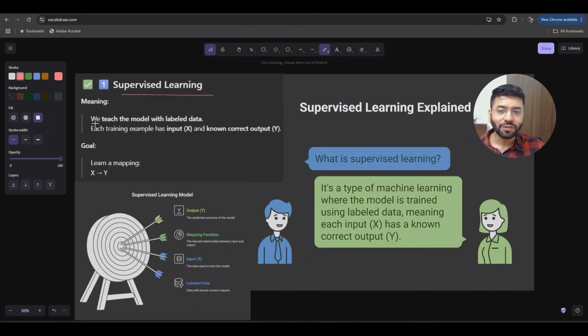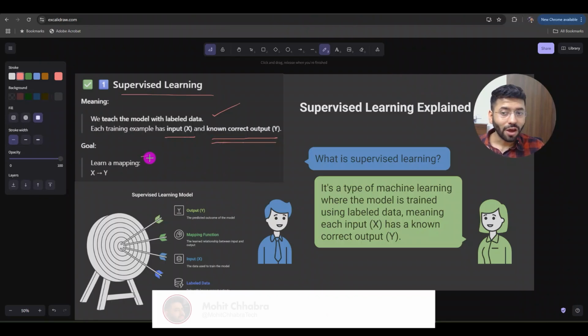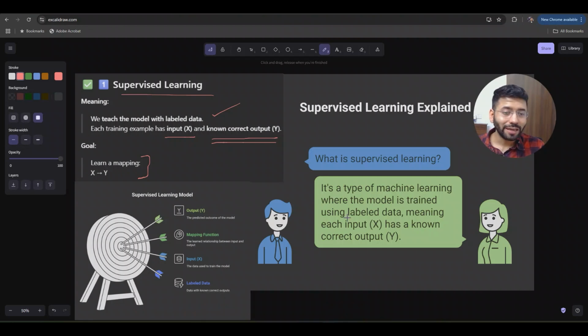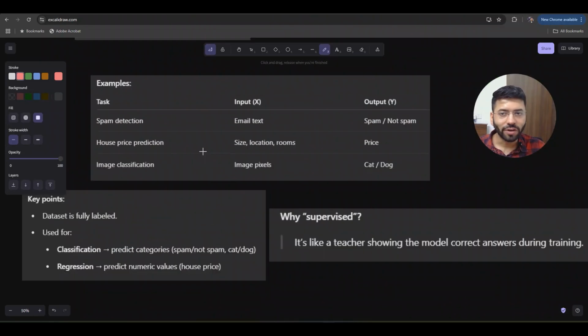Supervised learning means that we teach the model with labeled data, which means that each training example has an input X, and corresponding to the input, you already know the correct output. So you have a mapping. X is the input and Y is the output. So labeled data here means that for each input X, there is a known output Y. Now let's see some examples of supervised learning.